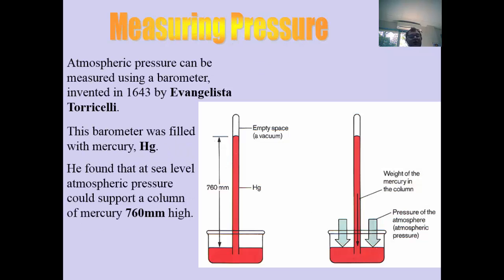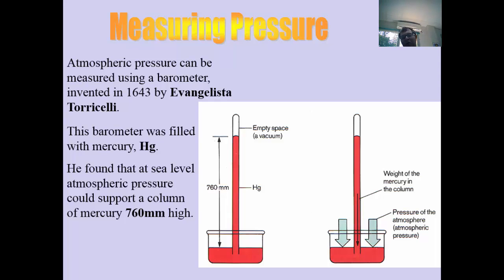The first person to start measuring this was, I've got to get this right, Evangelista Torricelli. He recognized that there was an atmospheric pressure, and he could balance that out by creating an empty space in a tube and having a column of mercury. The amount of pressure pushing down would be equal to the weight of the mercury in the column, so those two forces would balance out. This meant he could work out that at sea level, atmospheric pressure was able to support a column of 760 millimeters of mercury.